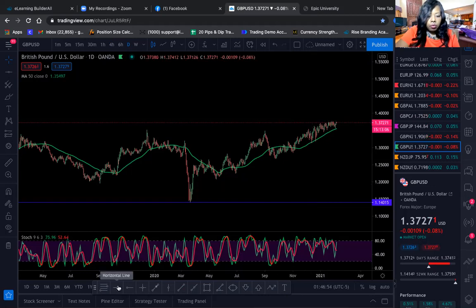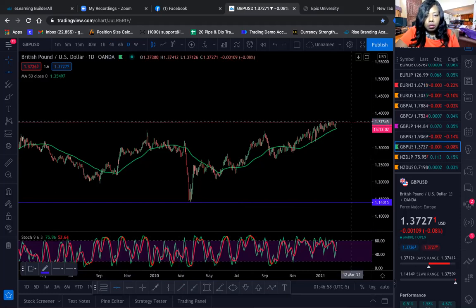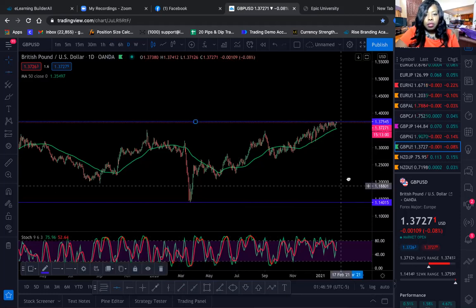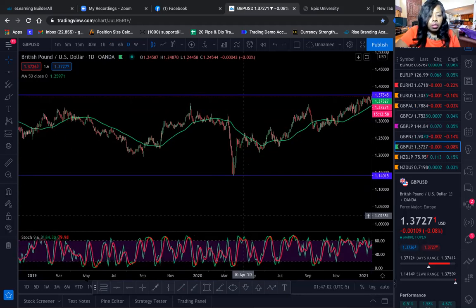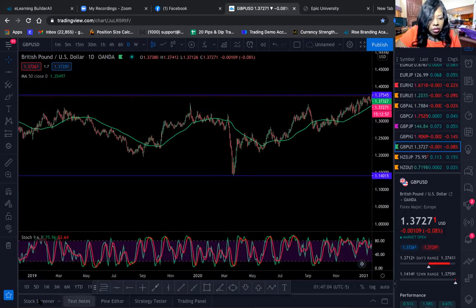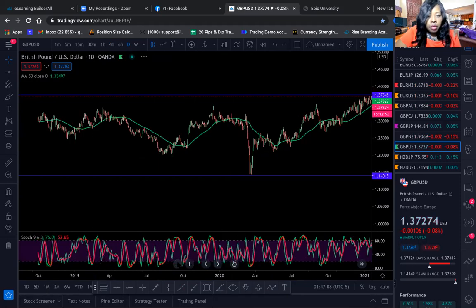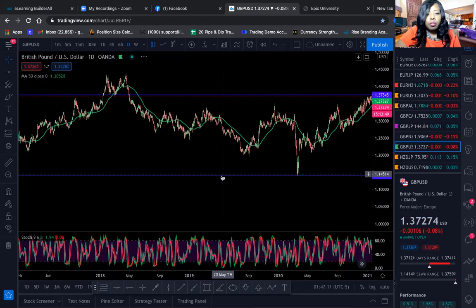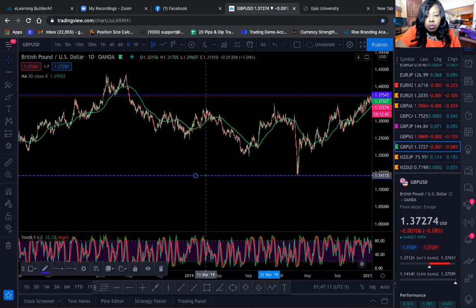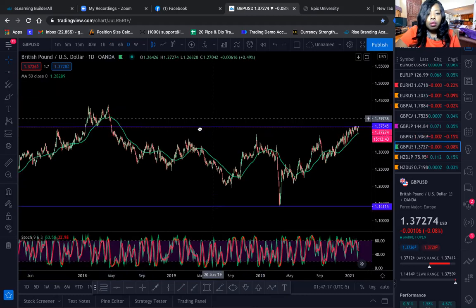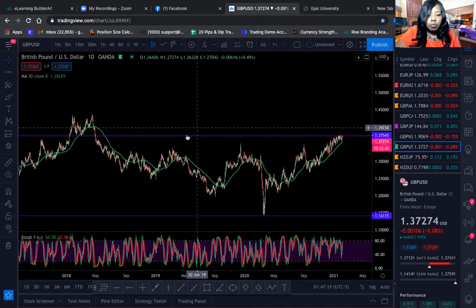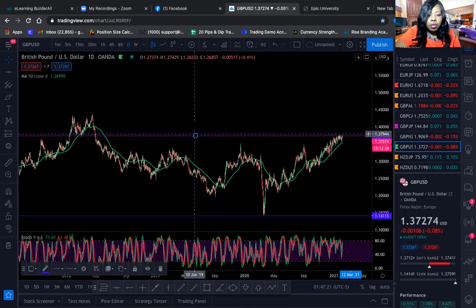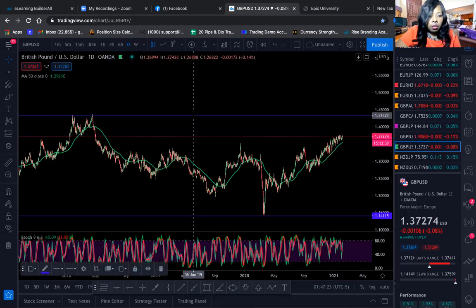So let me grab another line here, and I'm going to place it right there. Let's see, we need some past support or some past resistance. Let's see what we can find in the past. Okay, here we go. So leave that there. And then let's grab this support line and move it up here.